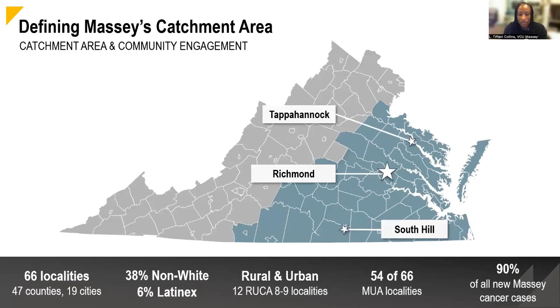And so we first want to start off talking a little bit about Massey's community outreach and engagement, our catchment area. We actually cover a 66 county or locality catchment area or focus area, which is our target population of medically underserved individuals. And of course, our goal is to decrease the cancer burden in those areas. Those are a lot of the areas that have some of our higher cancer mortality rates in the state of Virginia. As you can see, there are 3 of our locations here, in Tappahannock, Richmond, and South Hill.